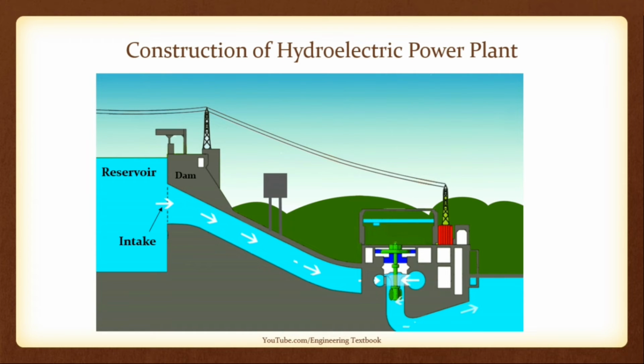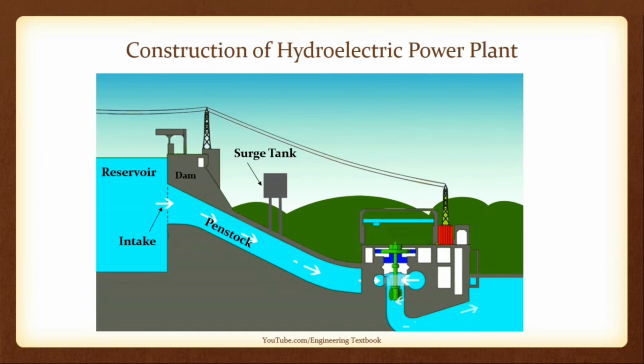Intake. Intake allows the water to flow from the reservoir to the turbine. Penstock. Penstock is also called a pipe. It is made up of steel or concrete. The water stored at the dam or reservoir is released by control gates. The water starts moving to the turbine.